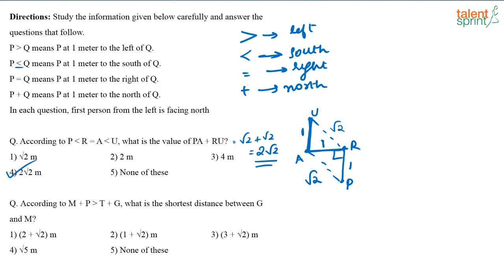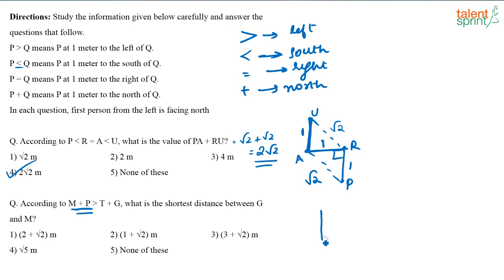Next question. According to M plus P greater than T plus G, what is the shortest distance between G and M? So what does M plus P mean here? M plus P means plus means north, correct? So M is to the north of P.